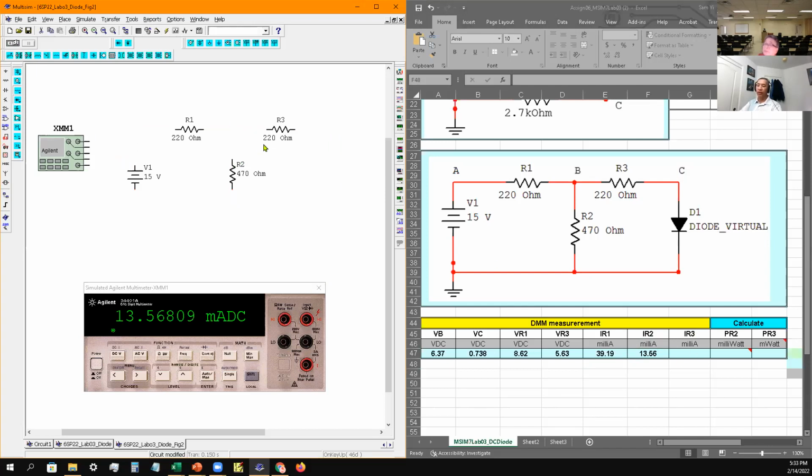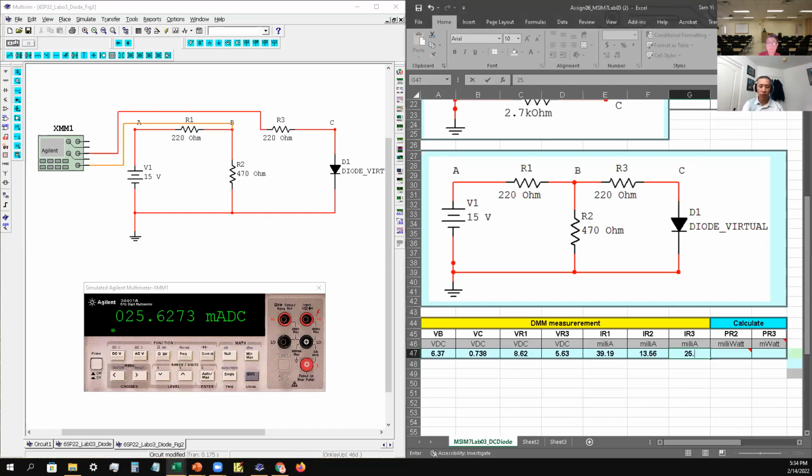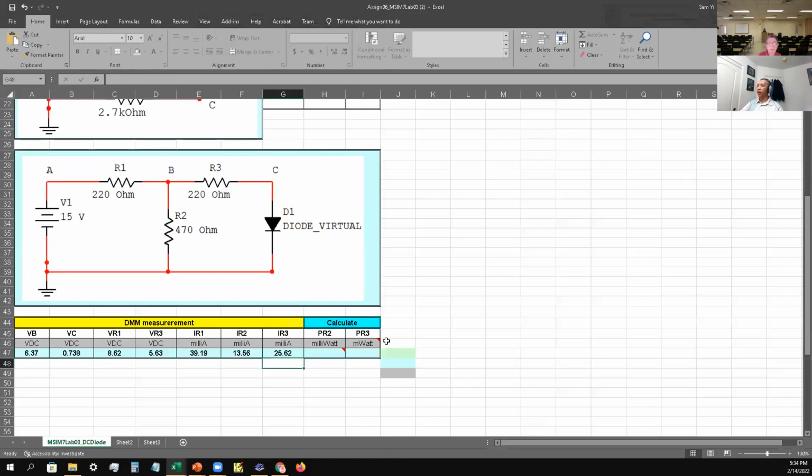IR3 is right here. So this one is going to be point B. This one is going to go through the point at the lead of R3. Turn on simulation. Collect your data. So the data there is 25.62. And power at PR3. Oh, so this one is just doing the calculation.